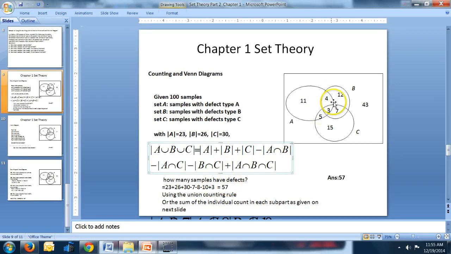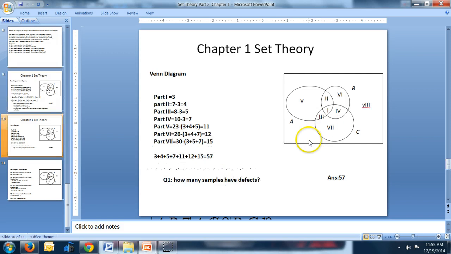However, the Venn diagram helps us to answer the other questions. How many samples have exactly 2 defects, but not identifying which ones? So we have 4 in here that has exactly A and B. We have 5 in here that has exactly A and C, and then we have 7 items in here that has exactly 2, which are B and C.